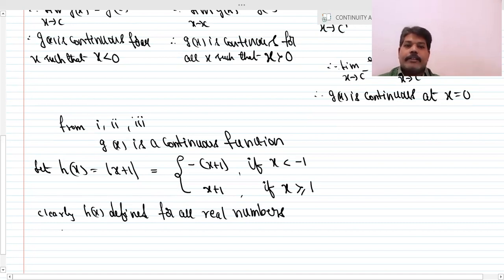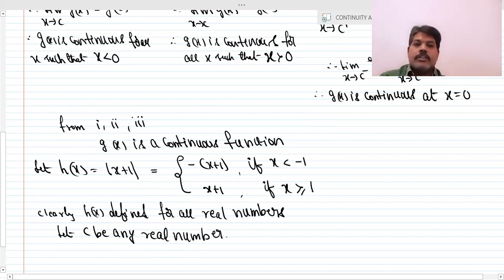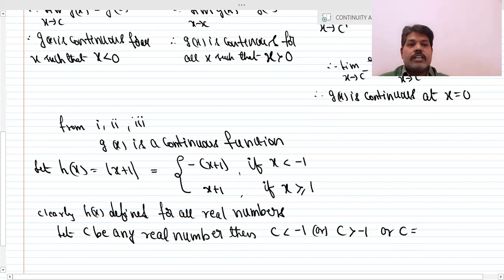Let c be any real number. Then how many cases exist here, students? If c is any real number, then c is less than minus 1, or c is greater than minus 1, or c is equal to minus 1. So three cases arise, and in these three cases we have to prove it.